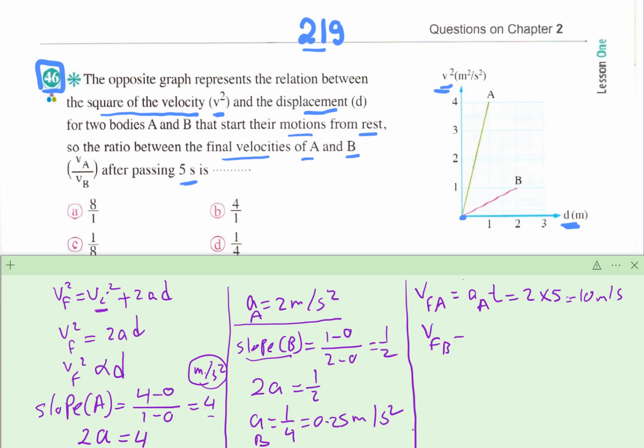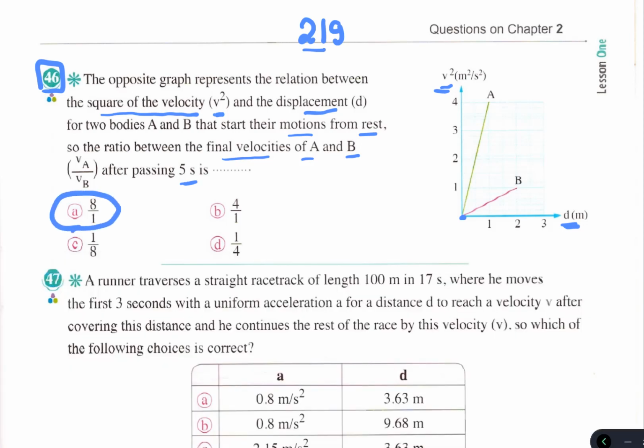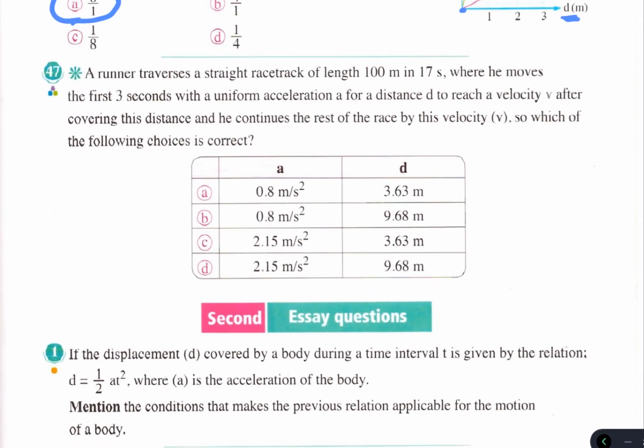V final for B equals AB times T, 0.25 times 5 equals 1.25 meter per second. Let's get VA over VB equals 10 over 1.25, means 8 over 1. So the ratio between the final velocity for object A and final velocity for object B is 8 over 1. The answer is here. I hope it is easy for you. Let's go to the next, 47.